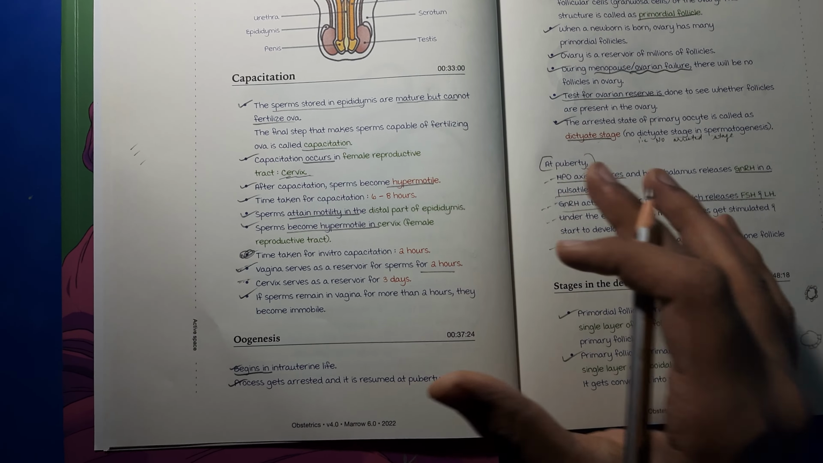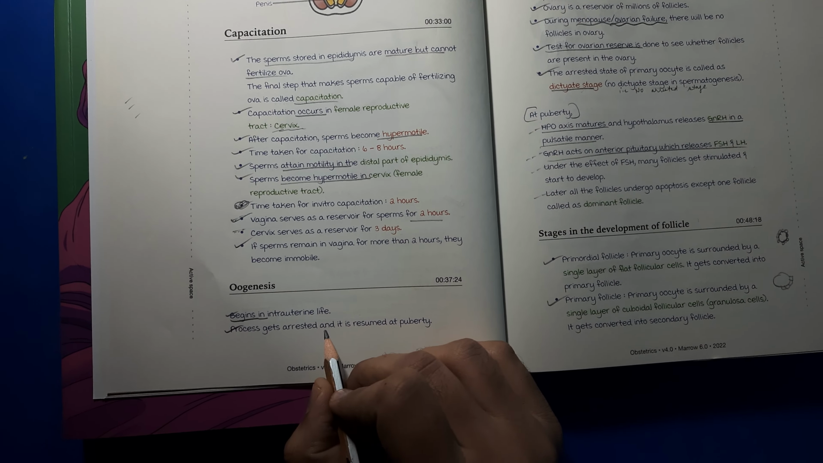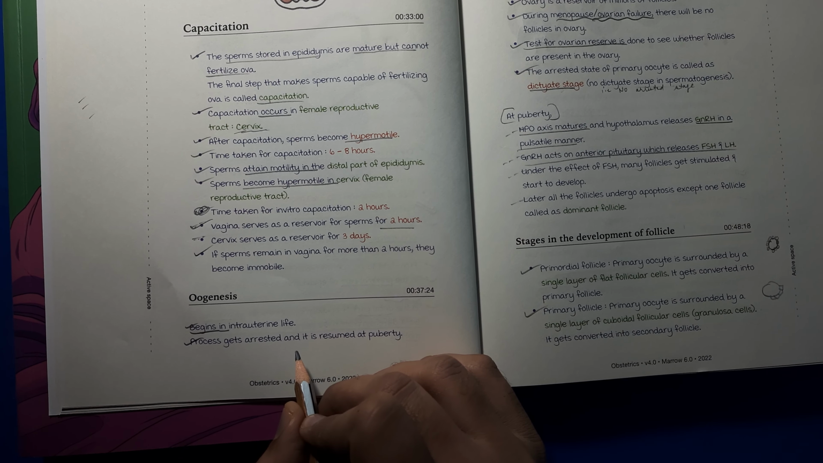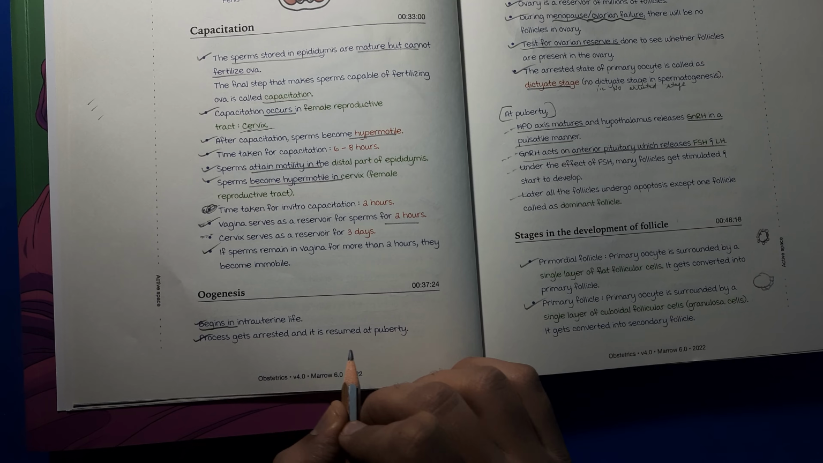So the male part is written. Let's go to the female part. It begins in intrauterine life, unlike the male counterpart, in which it occurs at puberty. So the process gets started but arrested.